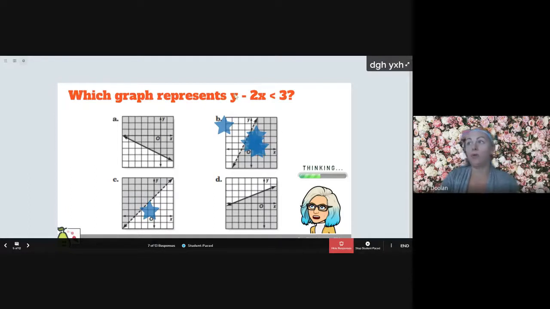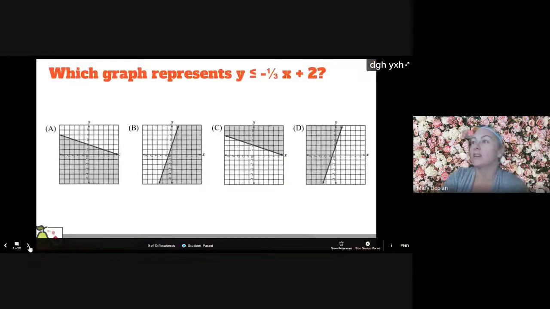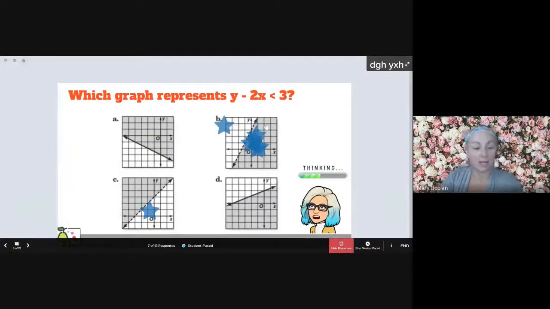So if y is less than what I'm graphing, and I go back to this slide here, y is less than, that tells me I shade everywhere where y is less, small, negative, underneath. So that's the underneath side of shading, which means B has to be the correct answer. So B is your correct answer here.